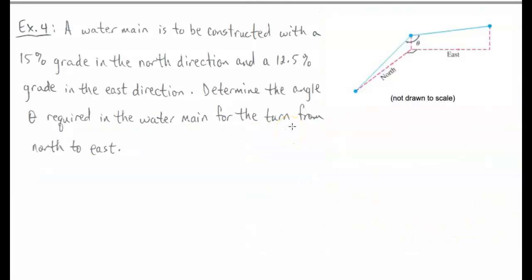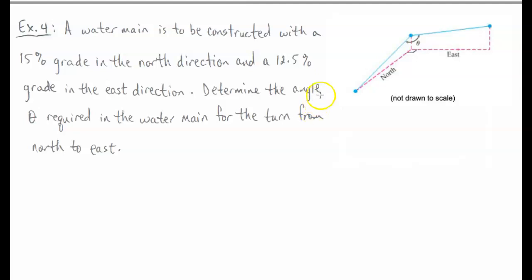All right, so example number 4 says that we have a water main that is to be constructed, and we know that we have a 15% grade in the north direction and a 12.5% grade in the east direction. And what we want to do is figure out what that angle theta is required in the water main for the turn from north to east.